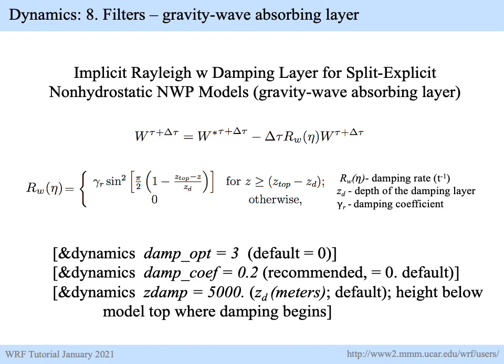The formulation shows here that it's got a sine squared profile in the vertical. So at the point where it starts, which in this case, for example, is 5,000 meters below the model lid, that coefficient for the damping R will be 0, and then it'll ramp up to 0.2 when you get to the model top.